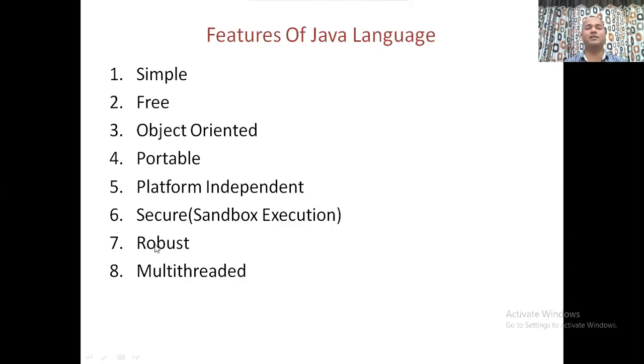Then let's talk about robustness. Now, why do people say that Java is a robust programming language? First, as I had told you in the case of the feature simple, there are lots of tedious concepts present in C and C++, which have been removed by Java people. And one of the most important concepts which has been removed from Java language is the use of pointers. Now, there will be a certain audience here. The moment they hear that yes, there is no concept of pointers in Java, they will be very happy.